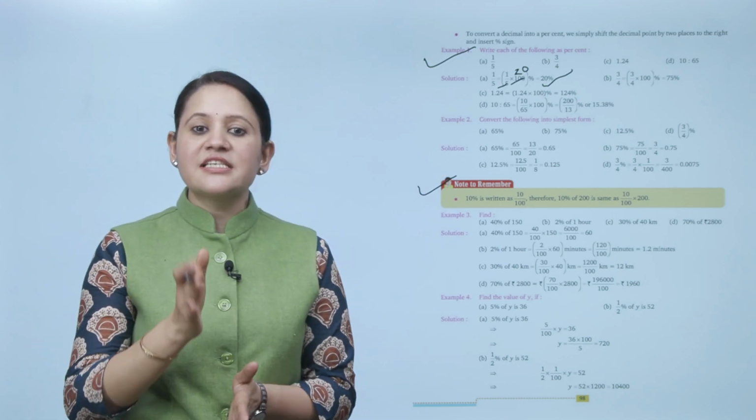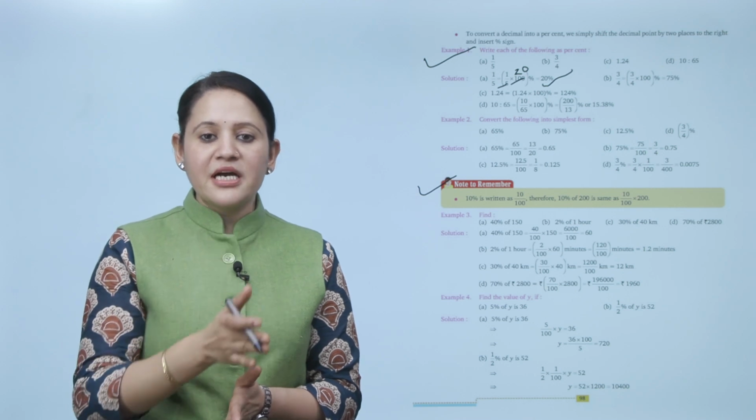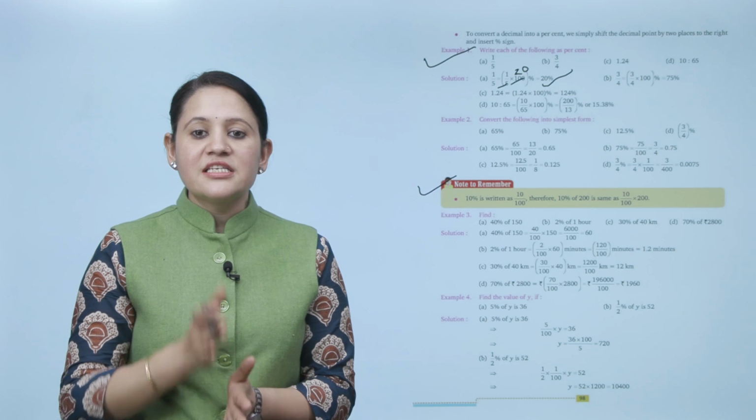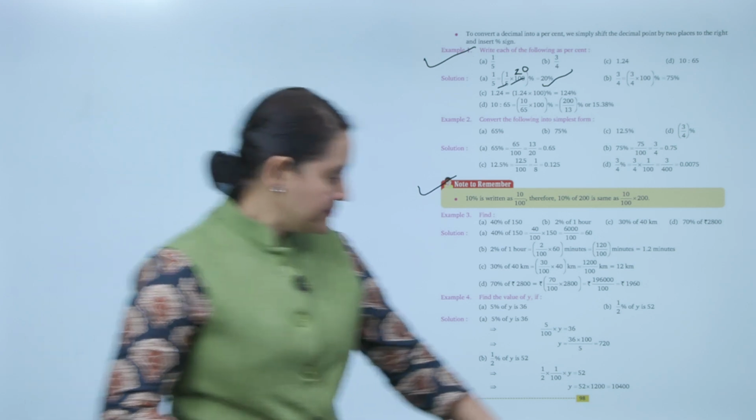10% is written as 10 upon 100. When we remove the percentage sign, what comes? In the denominator, 100. Therefore 10% of 200 is same as 10 upon 100 into 200. Clear?